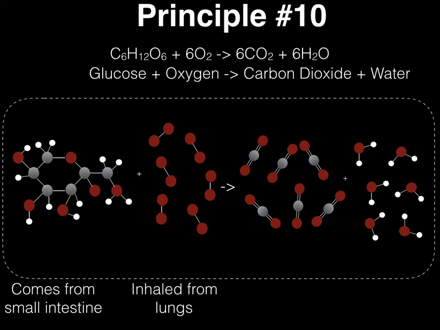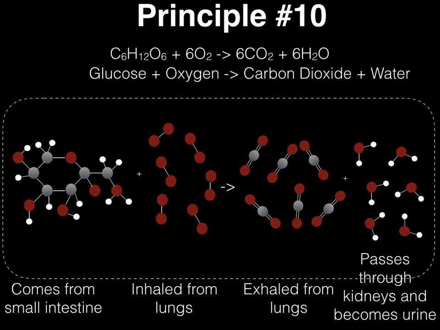Next, you get your product of the chemical reaction in your cells. You end up with carbon dioxide and water. However, these are not energy. These are actually waste products. The carbon dioxide has to be exhaled through your lungs, and the water, geez, how does your body get rid of water? Oh, it passes through your kidney, and then it becomes urine. So this is pretty much why you pee.